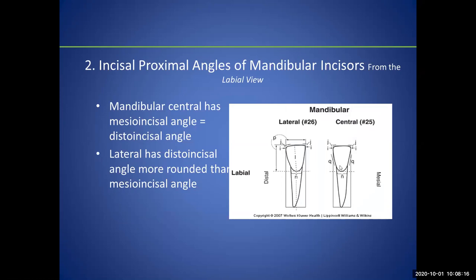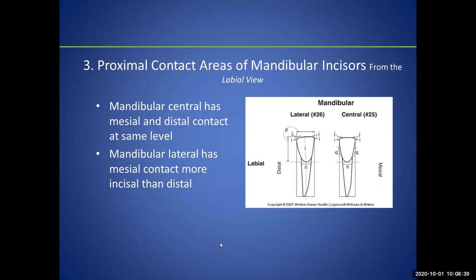Mandibular centrals have a mesial incisal angle that is equal to the distal incisal angle. So what this is saying is it's a symmetrical tooth. The lateral incisor has that disto incisal angle that's more rounded than the mesio incisal angle. Is this making sense? The mandibular central has a mesial and distal contact at the same level because it's a symmetrical tooth, versus the mandibular lateral has a mesial contact that's more incisal than the distal.